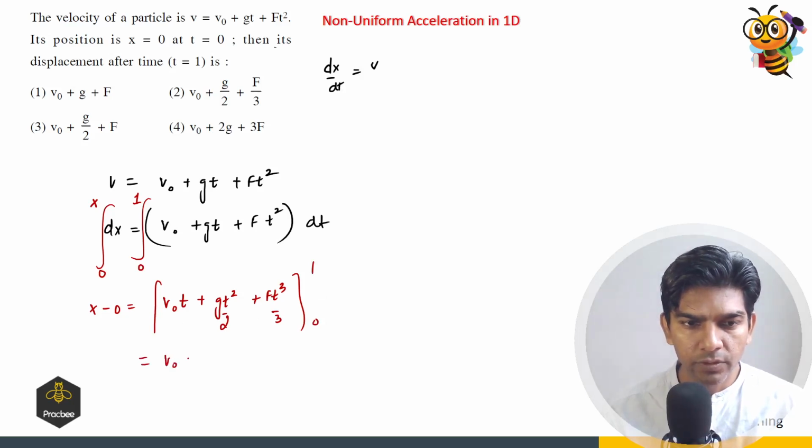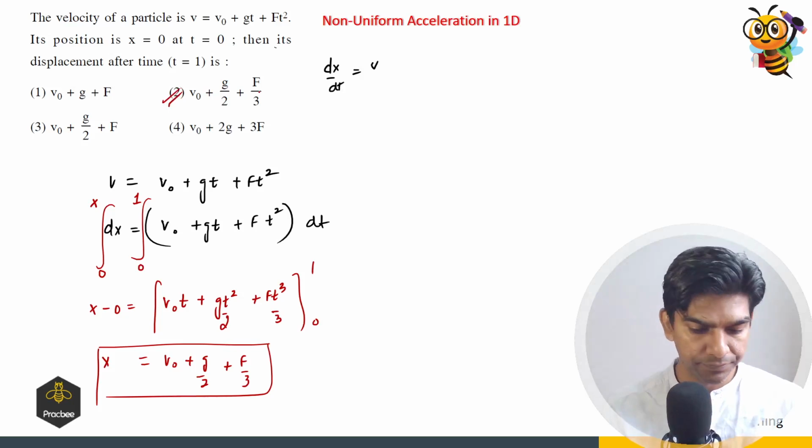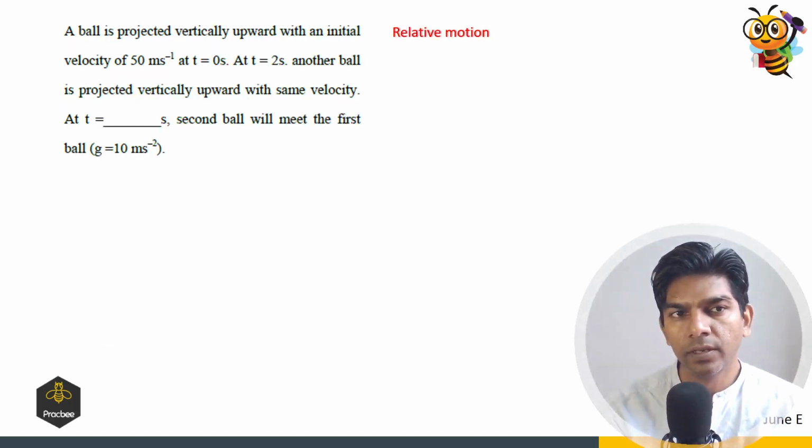So it will be v naught plus g by 2 plus f by 3. So that is the displacement in 1 second. So option 2 is the right answer. Now let us see the next problem type, which is based on relative motion.